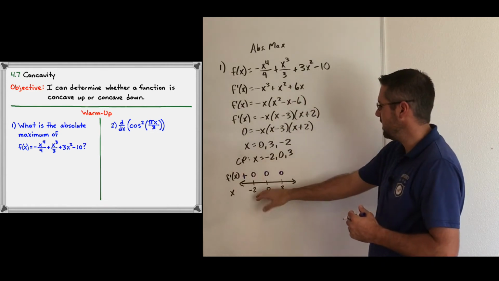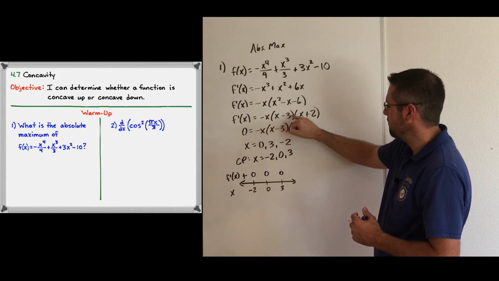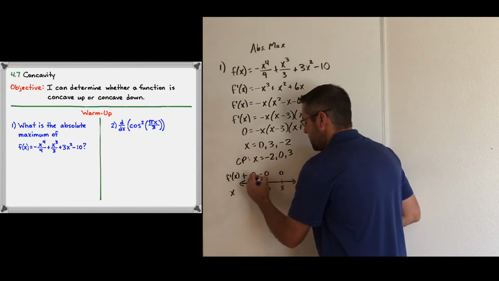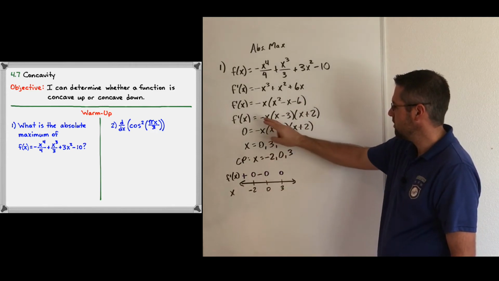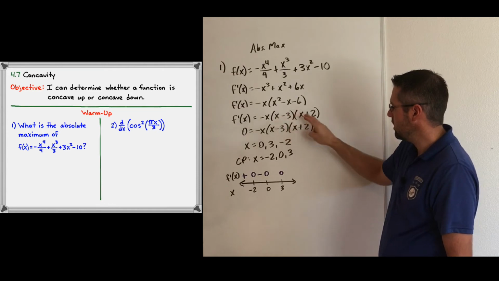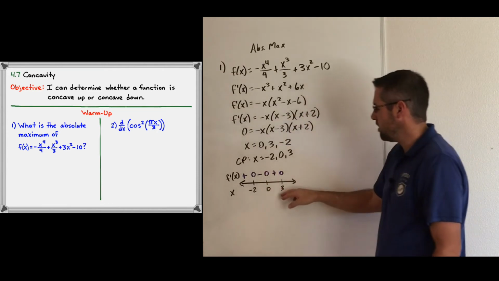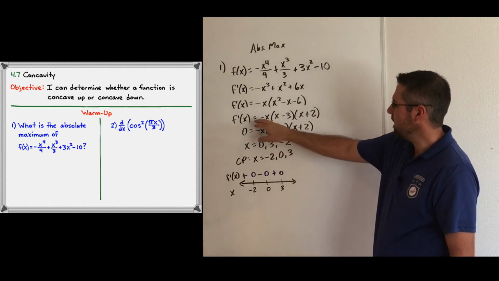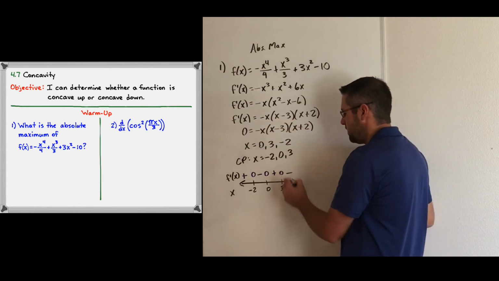And then if I plug in negative 1, I get a positive, negative, and a positive. So that's going to be negative. If I plug in 1, I get a negative, and a positive, so that ends up being positive there. And if I plug in a 4, I'm going to end up with a negative, a positive, and a positive, so that'll end up being negative there.